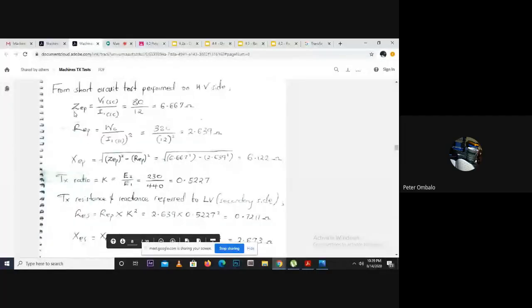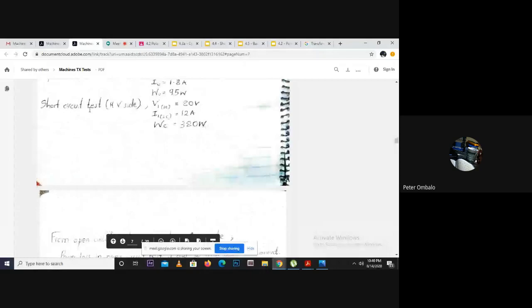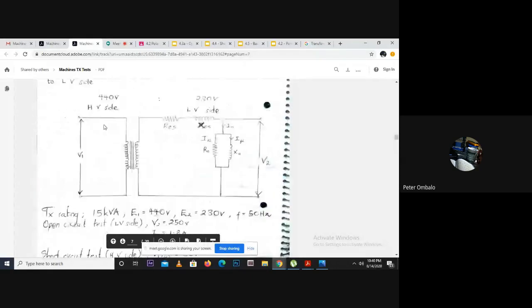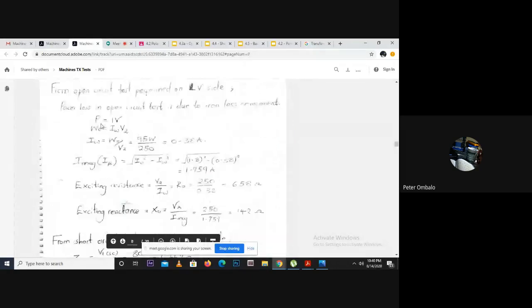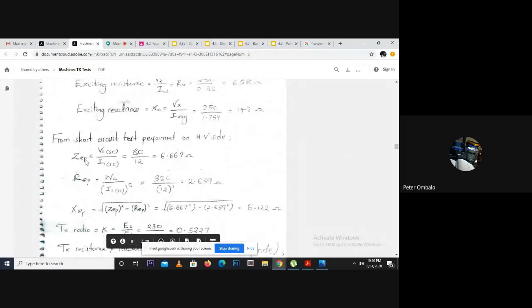Now we have to obtain the short circuit components as well, R and X. First we'll start with obtaining Z, because we have been given V and I for the short circuit. That's what we measured. So we can obtain the equivalent of the primary, which is the high voltage. Sorry, the primary here is the high voltage. That's why it's Z equivalent of the primary.